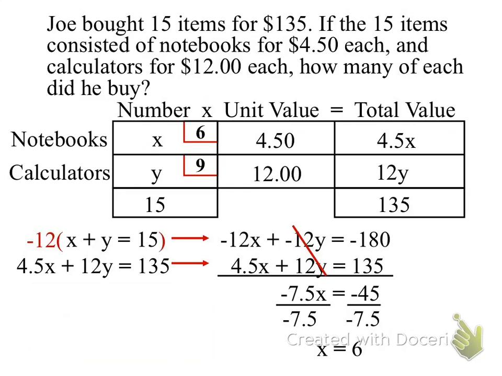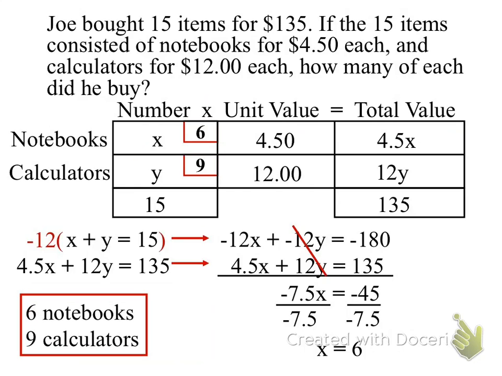Now, take it back to the story. How many of each did he buy? 6 notebooks, 9 calculators. Okay, so 6 notebooks and 9 calculators. You always want to take it back to the story. Questions?